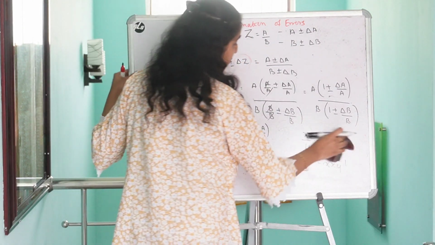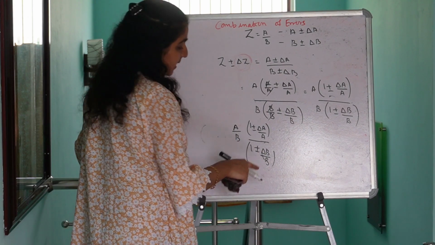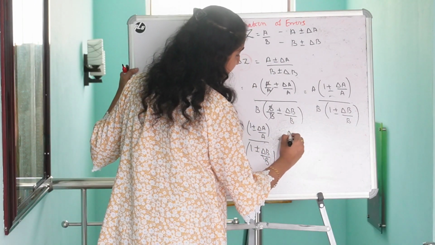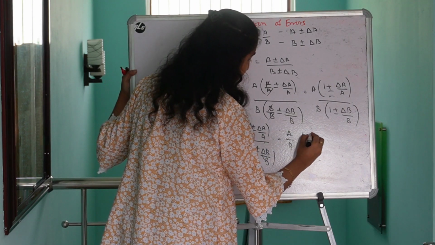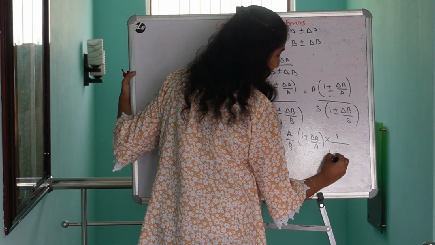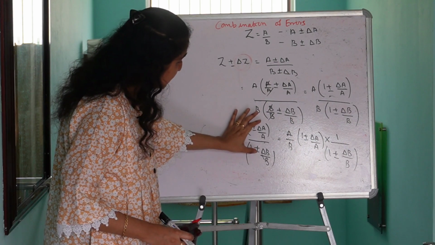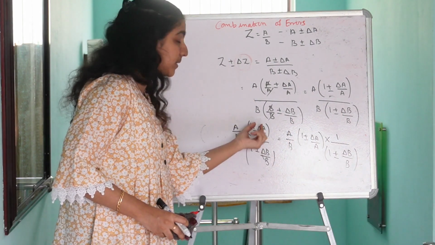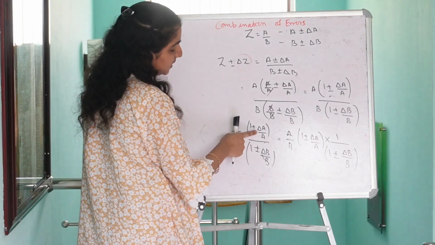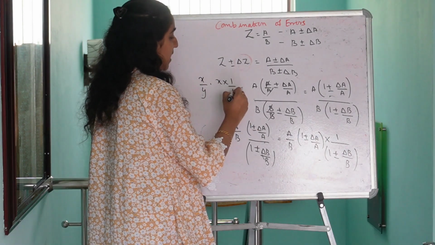Is it clear? Here also you have two terms, 1 plus or minus del A by A and 1 plus or minus del B by B, just like in the form of x by y. So I can rearrange these two terms as 1 plus or minus del A by A into 1 divided by 1 plus or minus del B by B. Is it clear, guys? Yes, I simply wrote these two terms in the form of x into 1 by y.